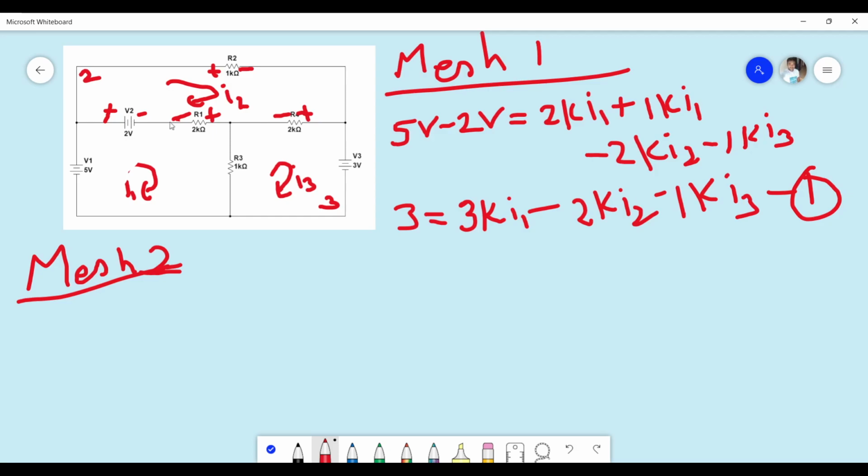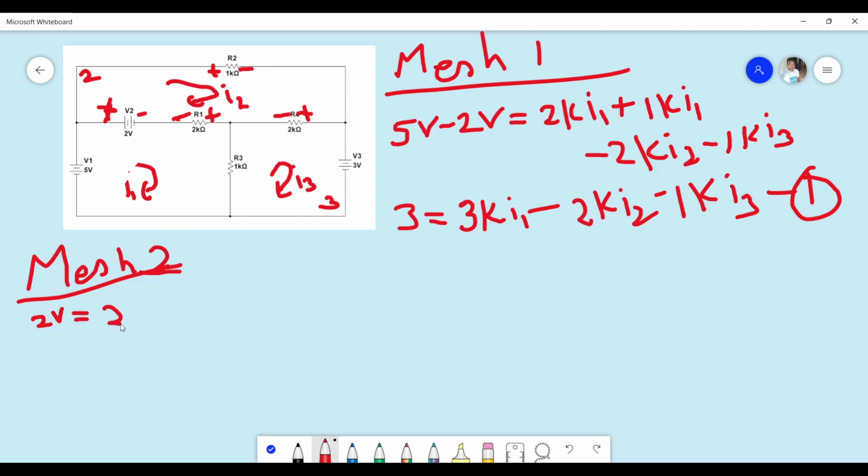Okay, so with respect to I2, the source is having a potential raising direction. It is entering the negative and leaving the positive. So we can write it as 2 volt is equal to, as there are no more sources, and on the other side we will be writing the potential dropping component values with respect to I2. So potential dropping components with respect to I2 are 1k, 2k and 2k.